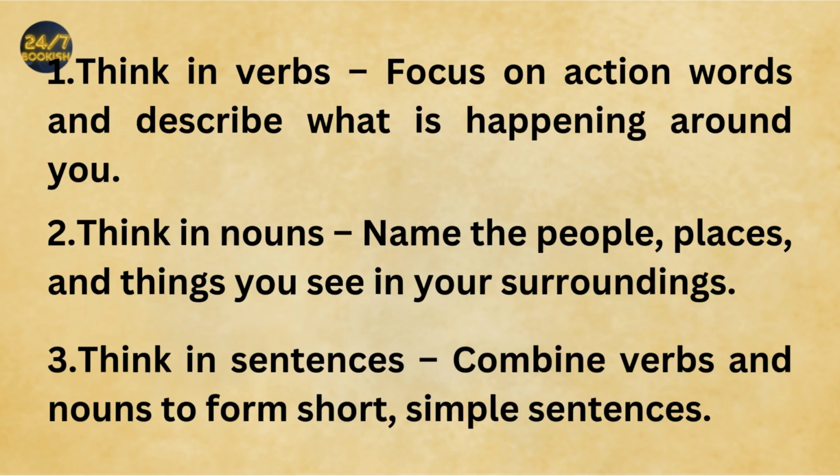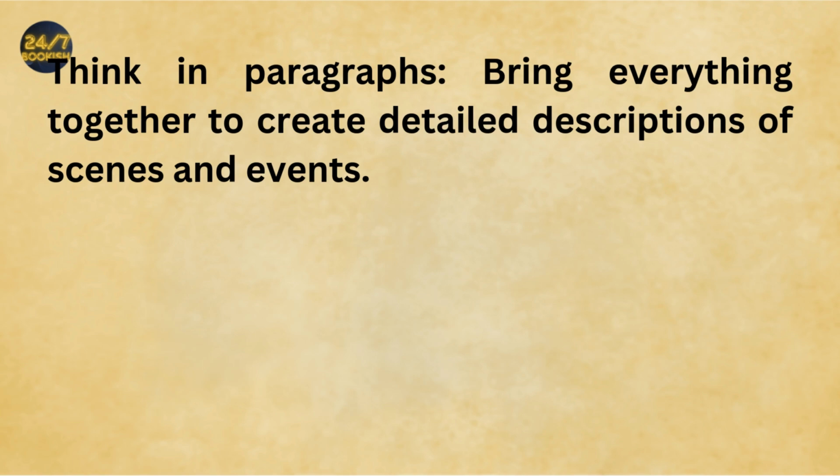1. Think in verbs, focus on action words, and describe what is happening around you. 2. Think in nouns. Name the people, places, and things you see in your surroundings. 3. Think in sentences. Combine verbs and nouns to form short, simple sentences. 4. Think in paragraphs. Bring everything together to create detailed descriptions of scenes and events.